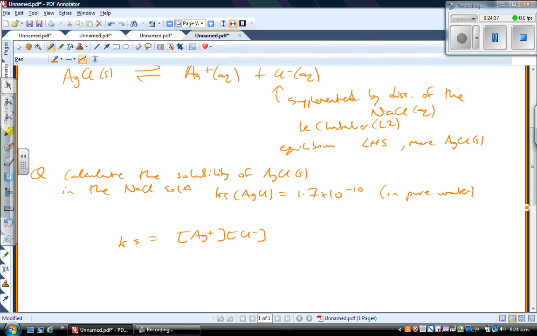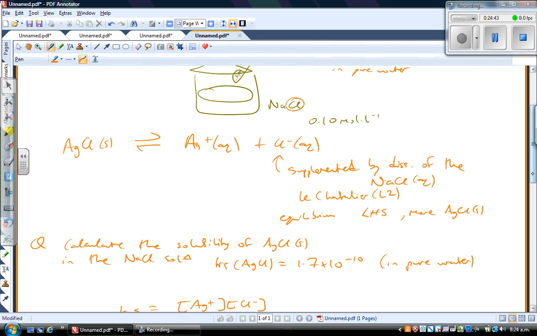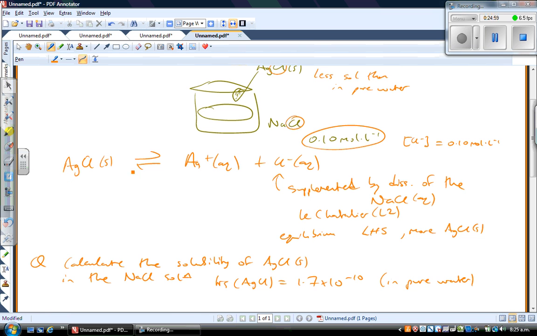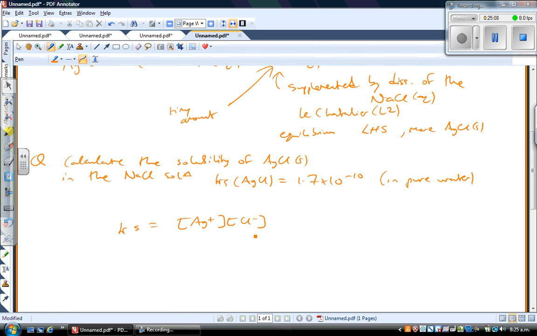Now here comes the important point. Originally we were told that we had a concentration of NaCl of 0.1 moles per liter, which means that the concentration of Cl minus is predominantly equal to 0.1 moles per liter as well. The little bit of Cl minus that we introduced from the dissociation of AgCl is considered negligible. So this is a tiny amount. As a result, we're just going to say that the concentration of Cl minus ions is approximately equal to the 0.1 mole per liter from the dissociation of the NaCl.